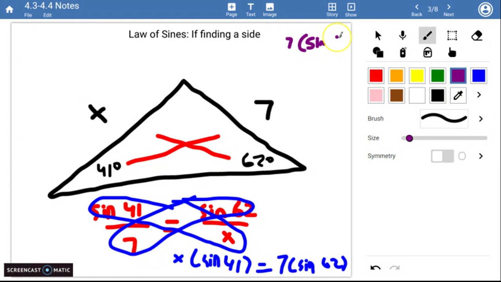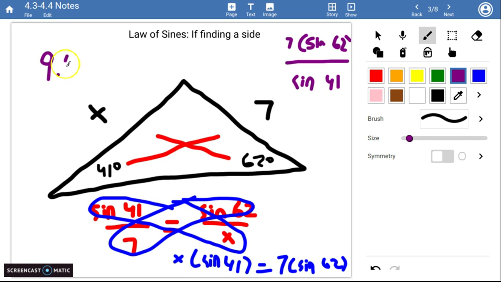and it's 7 times the sine of 62 divided by the sine of 41. Let's see what that answer would be. I'm going to punch this in. When you're doing this, make sure you type it in right, because sometimes it can be tricky. If we're rounding to tenths, which you usually are, you would find the length is 9.4. All right, that's what you would do if you're finding a side.